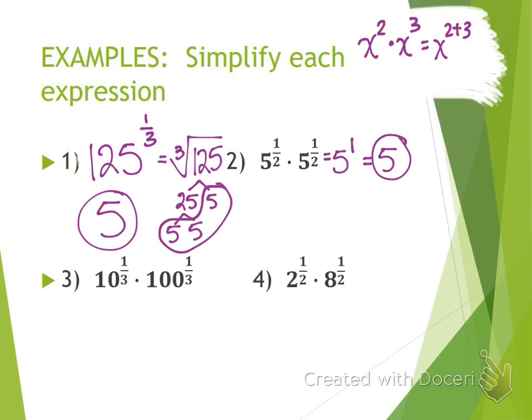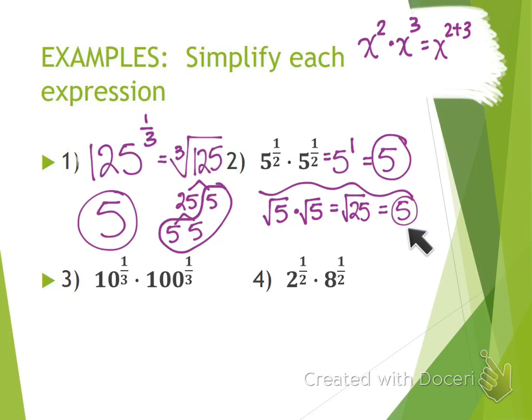If you wanted to go the radical route, what kind of root are we taking? A square root. So the alternative way of doing it would be to take the square root of 5 times the square root of 5, which is the square root of 25, which equals 5. So you can always do it that way too, as well, right? If they have the same radical, yes. Okay, if we're working with the same type of root, so these were both square roots, then doing it this way is always an option.